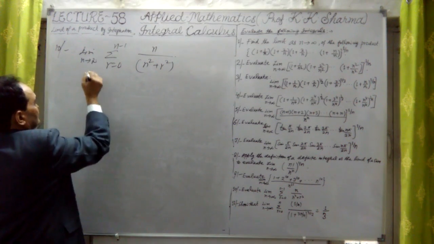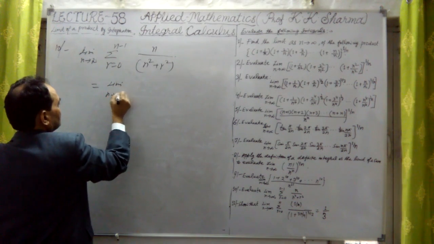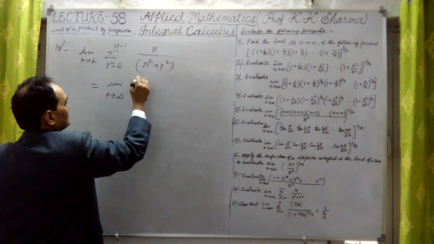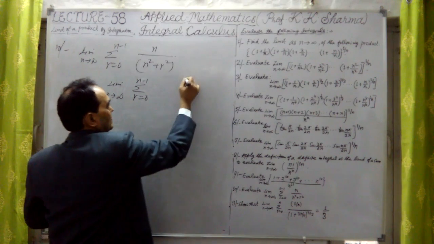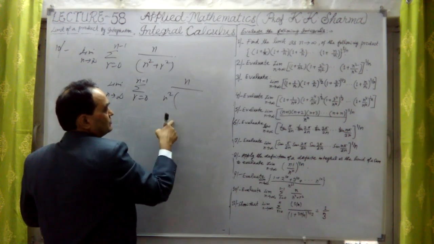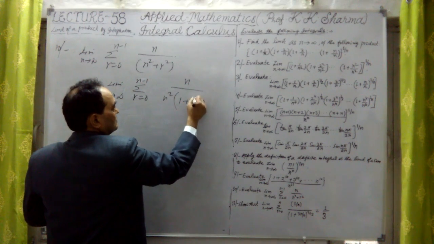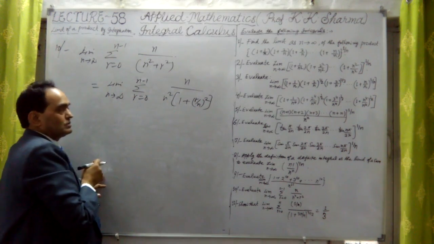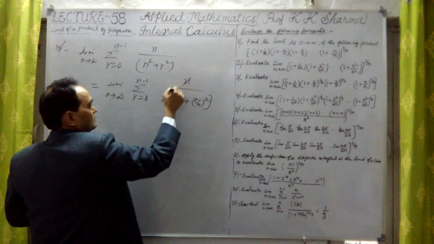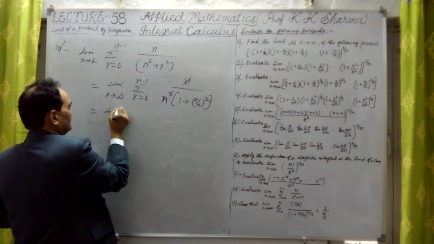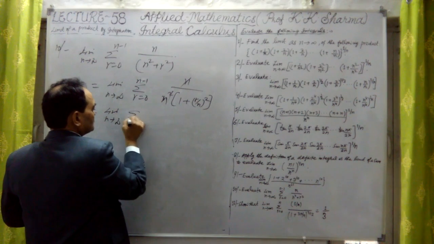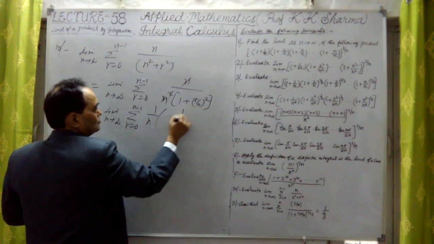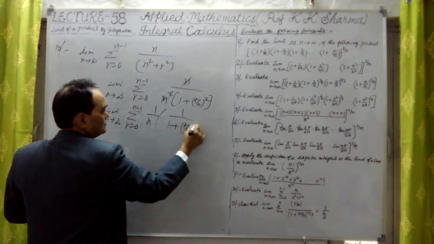The limit of this is equal to limit n tends to infinity, sigma r equal to 0 to n minus 1. Now if I take n square common in the denominator, you will get 1 plus r upon n whole square. Okay, now 1 n cancelled out. It is nothing but limit n tends to infinity, and this is the rth term given to us, r is equal to 0 to n minus 1, it is 1 upon n, 1 upon 1 plus r upon n whole square.